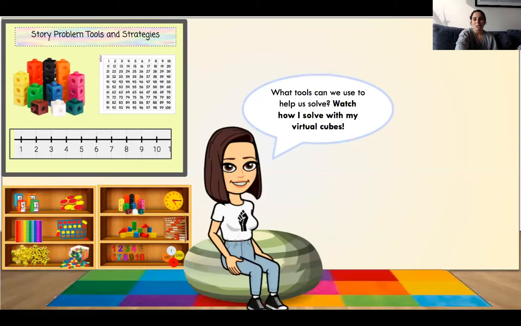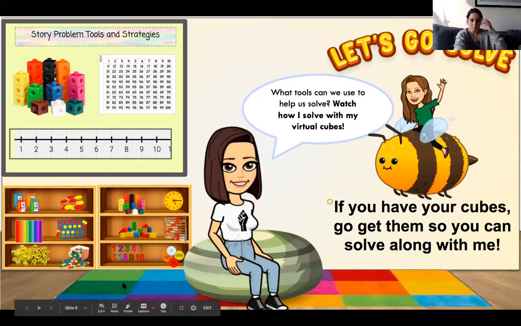All right, so I'm going to show you how I want to solve this problem. I know that I can use a bunch of different tools right here. I'm actually going to use 2 of these tools to help me to solve my problem. I'm going to be using my cubes and my number line. So I'm going to show you 2 different strategies on how you can solve this problem. All right, let me start first.